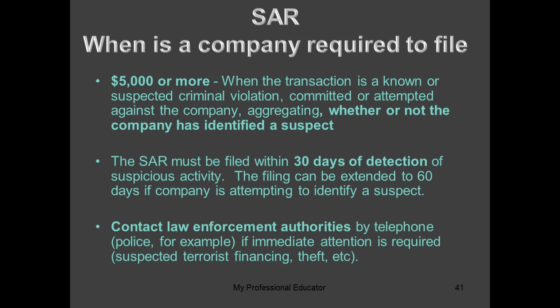If the dollar amount that you're talking about is $5,000 or more, that's when you must, whether or not you've identified a suspect, report it to FinCEN. It should be filed within 30 days of detection of the suspicious activity. You can extend it to 60 days if you're still trying to identify a suspect. And this does not replace contacting law enforcement authorities. If someone has stolen money and you've found evidence of it, or if they're financing a terrorist activity, whatever it is that you would normally call the police for, still do that, but also file the SAR.